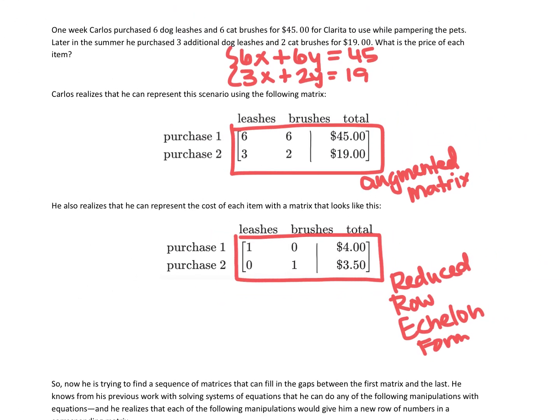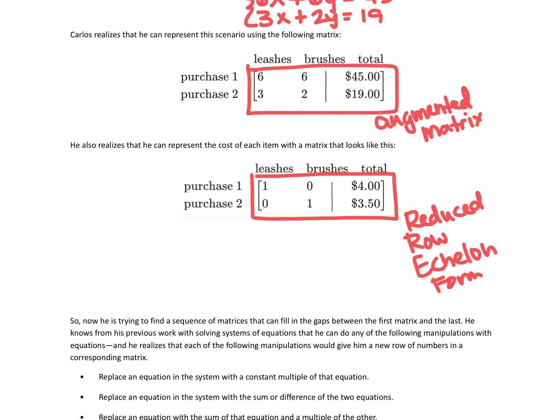Okay, so we're going to learn in this lesson how Carlos went from the augmented matrix to the reduced row echelon form matrix, which shows the solutions, right? 1 leash was $4 and 1 brush was $3.50. Okay. All right, let's show that process.